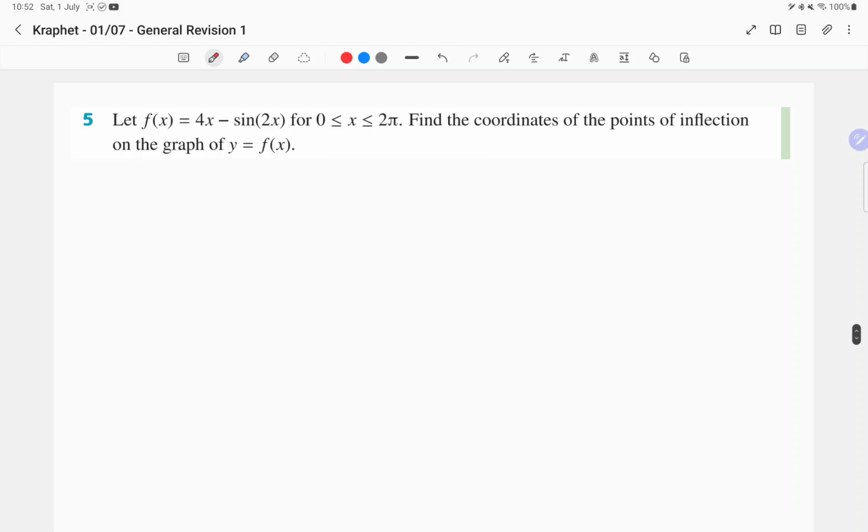Okay, how do we solve for coordinates of points of inflection? Steven? I can't remember. Points of inflection link to the second derivative. There are only 2 special points: stationary points, and the new one in Unit 4, the point of inflection.